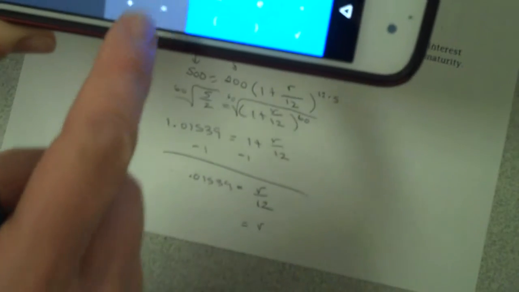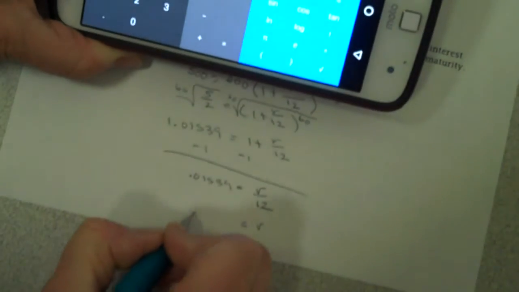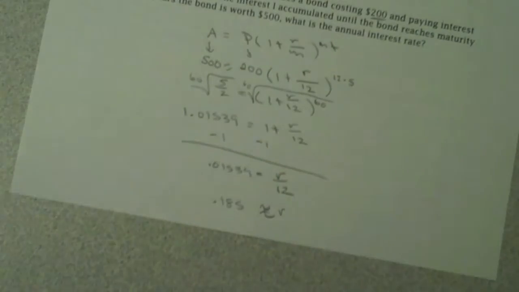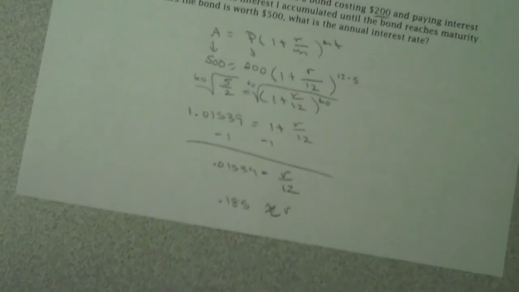So I've got my calculator back. There we go. So I got this number in here, and I'm subtracting 1 from it. And then I'm going to multiply it by 12. And I end up with 0.185 approximately, which means that it's about an 18.5% interest rate.